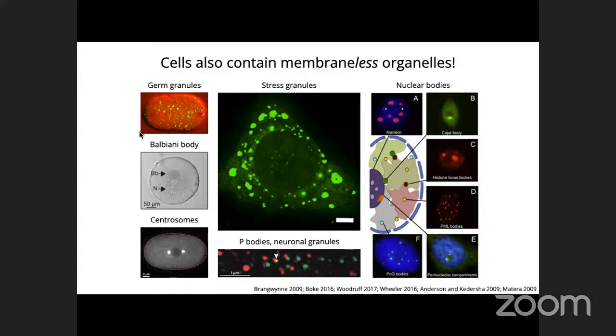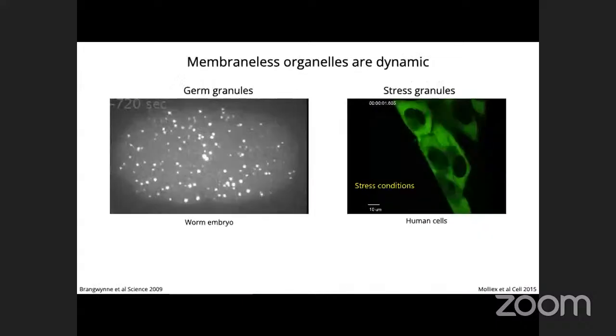There's germ granules, so there's some in embryos, there's some in skin cells, in neurons. They're in the cytoplasm, they're in the nucleus, they're everywhere. And so this was like crazy, right? Because in the cytoplasm, there's no organization, everything can diffuse around, there's no barriers. So how do these things exist? That was a huge question.